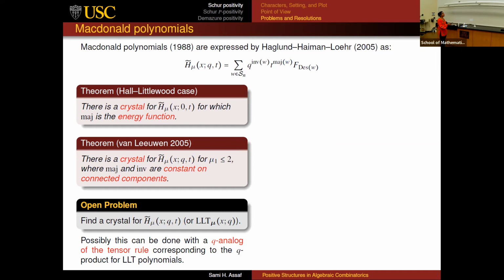I think maybe there are some cases that we could do, possibly because Van Leeuwen is actually doing something for LLT polynomials, which are like a q-analog of products of Schurs. So maybe we need to just q-analog that tensor product rule for crystals. And we can do it. In this case, Van Leeuwen told us how. So maybe we can write that down and then try to extend it.